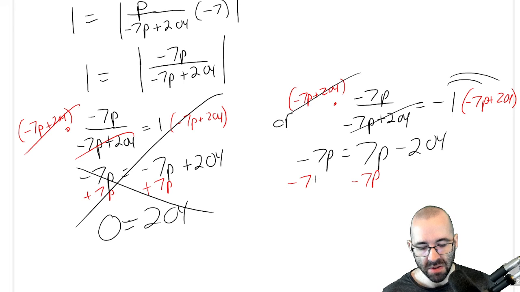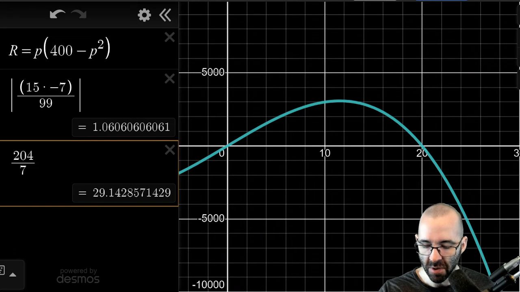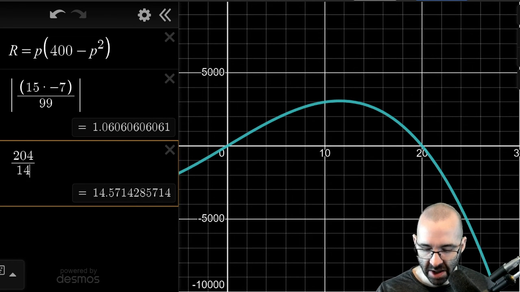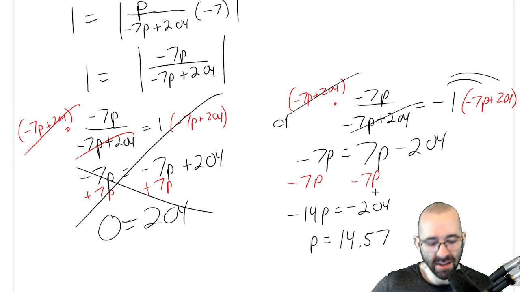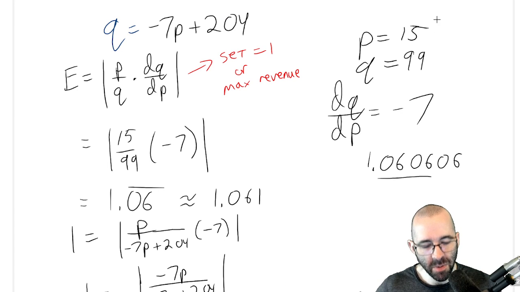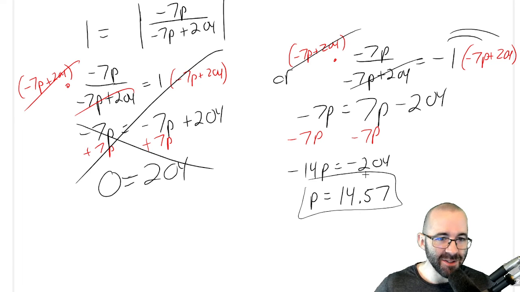Subtract 7p from both sides. You'll get negative 14p equals negative 204. Divide by negative 14. You get price is 204 over 14, which is about 14.57. Remember when I said that this price should be a little bit smaller than 15 because our elasticity of demand was close to 1? Well, looks like I know what I'm talking about because it is a little less than 15.